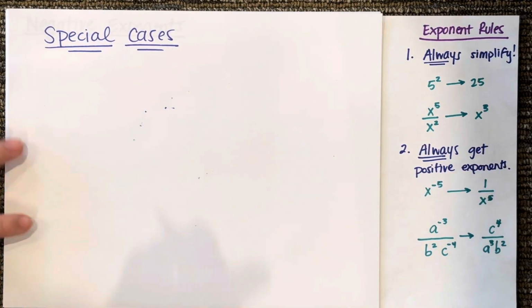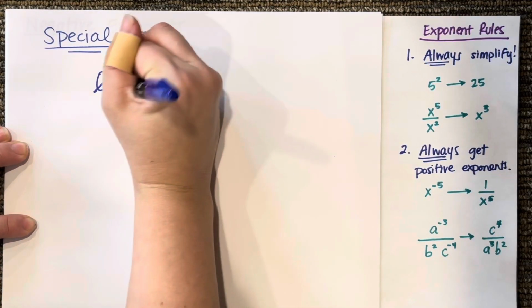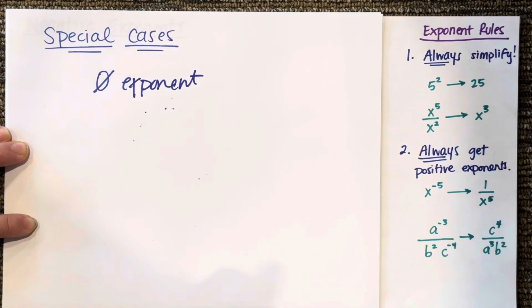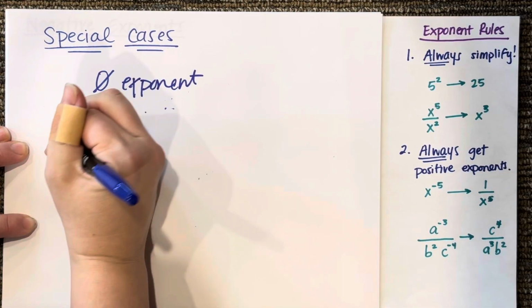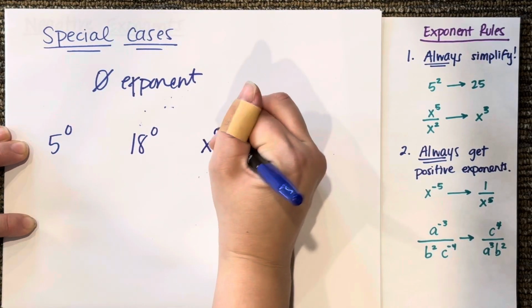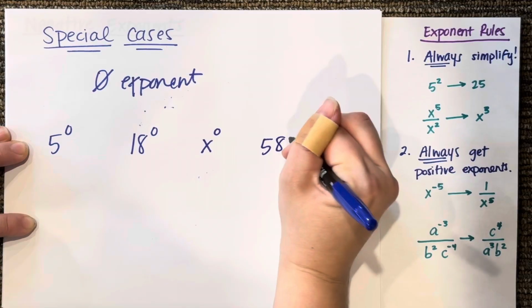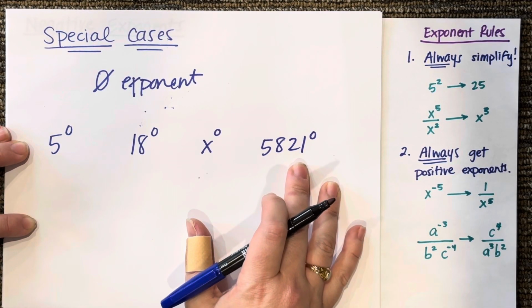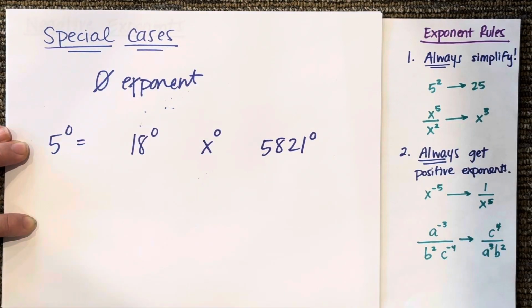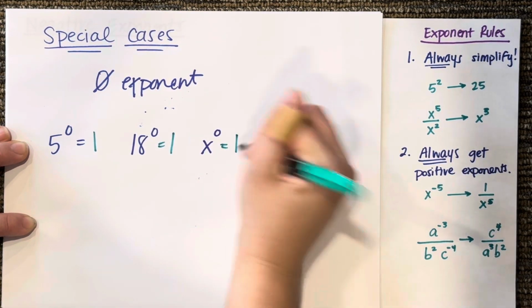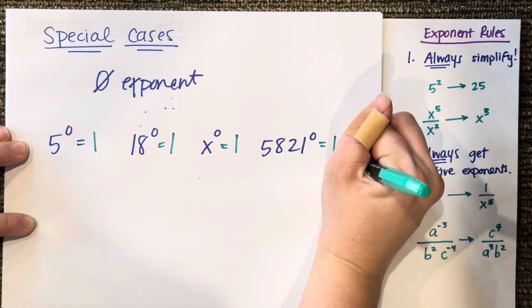Okay, special cases are when you have 0 as your exponent. No matter what I have, if I had 5 to the 0 power, 18 to the 0 power, x to the 0 power, 5,821 to the 0 power, okay? Anything raised to the 0 power is 1. That's always your answer. So it doesn't matter. 18 to the 0 power, 1. X to the 0 power, 1. Giant number to the 0 power, 1.